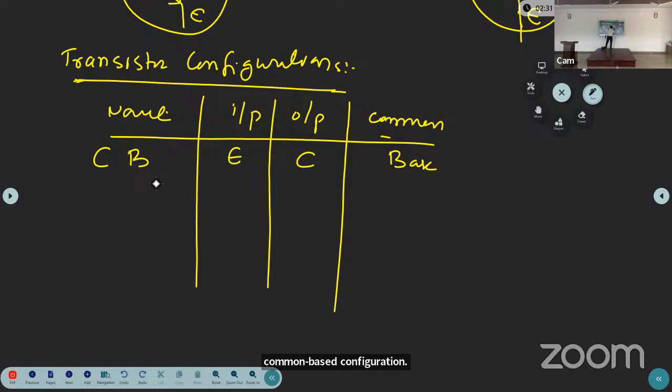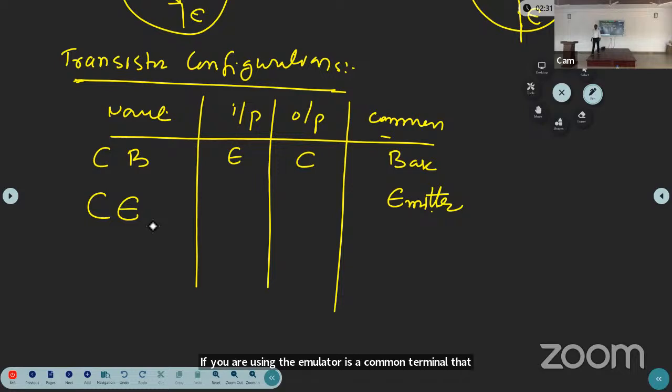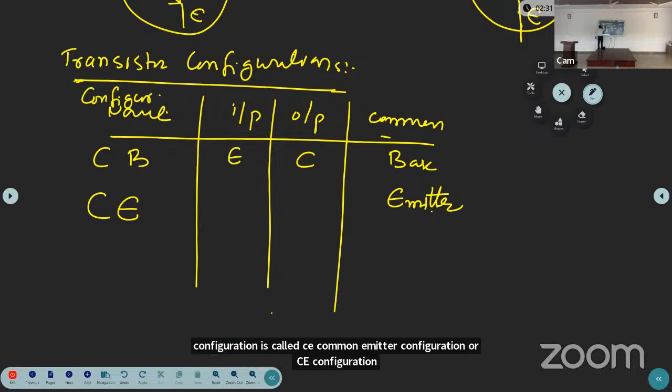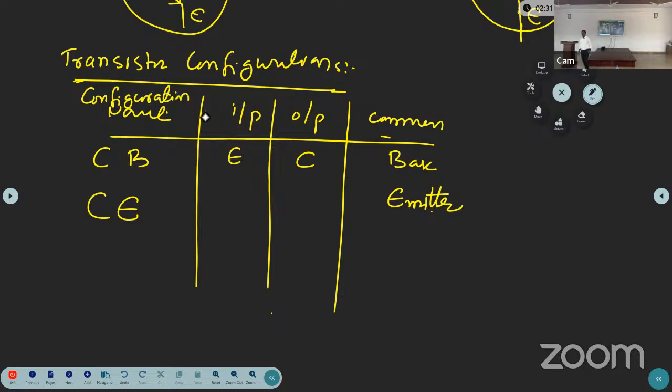And if you are keeping the emitter as the common terminal, that configuration is called common emitter configuration, or CE configuration. So if you are keeping the emitter as the common terminal for the input circuit as well as the output circuit, then that configuration is common emitter configuration. In common emitter configuration, what will be the input terminal and what will be the output terminal? Any guesses?